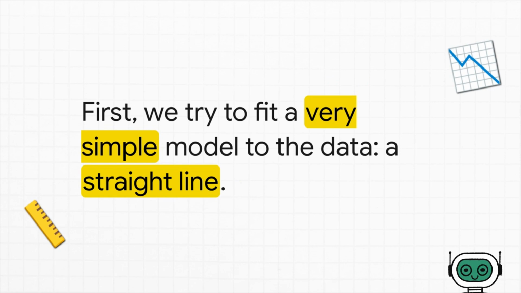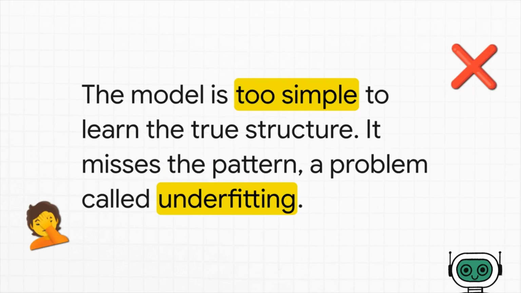So for our first attempt, let's try to fit a really simple model to this data: a straight line. Right away, you can see the problem. A straight line just can't capture that curved shape. This model has what we call high bias. It's making a strong but incorrect assumption that the relationship is linear. It's just too simple, and it completely misses the real pattern. We call this underfitting. You can think of this model as being too stubborn.